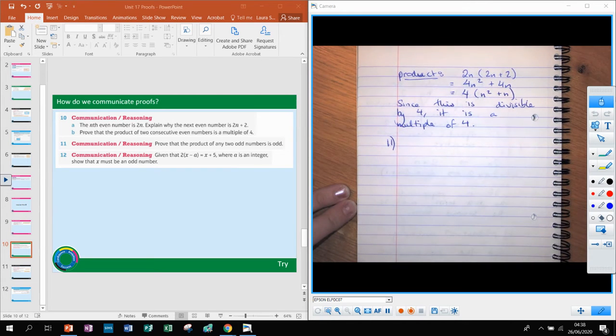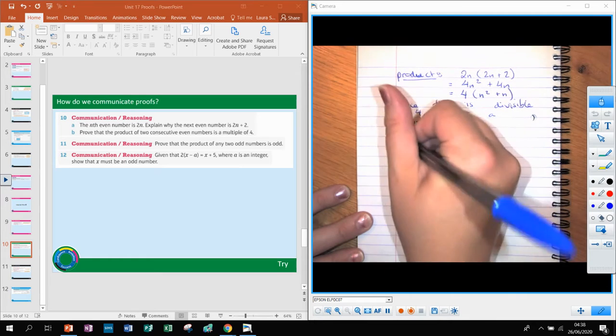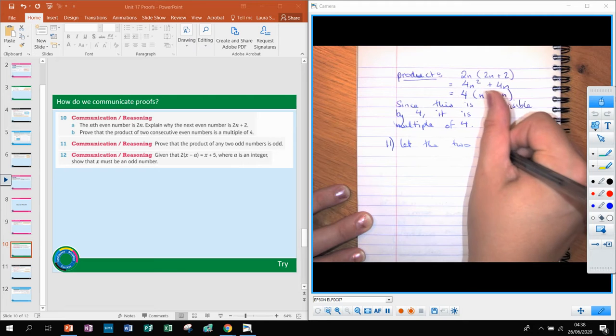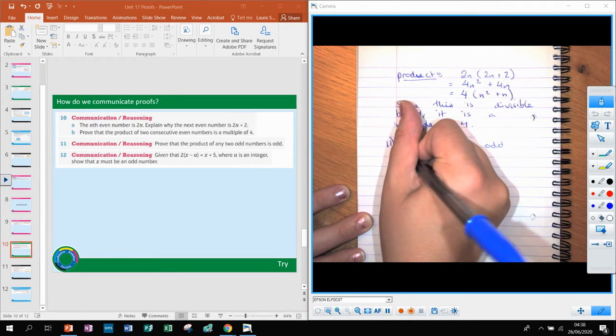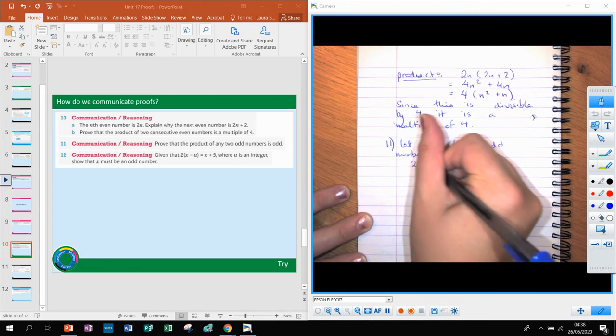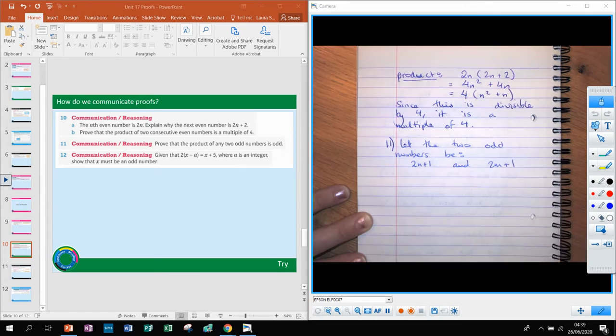Right, let's look at question 11 together. It says, prove that the product of any 2 odd numbers is odd. Now careful. It doesn't say consecutive, so we're going to have to use different letters, because it's any 2 odd numbers. So as long as we use different letters, we can let the 2 odd numbers be 2n plus 1 and 2m plus 1. So use an n, use an m, they're both odd, very good.